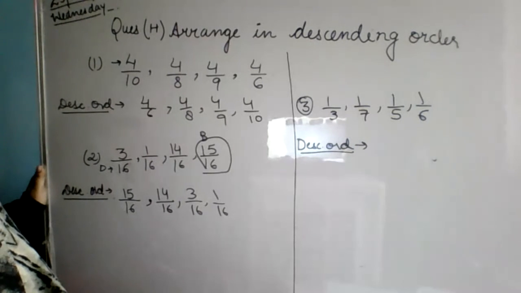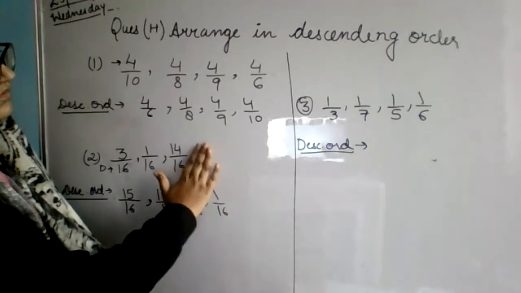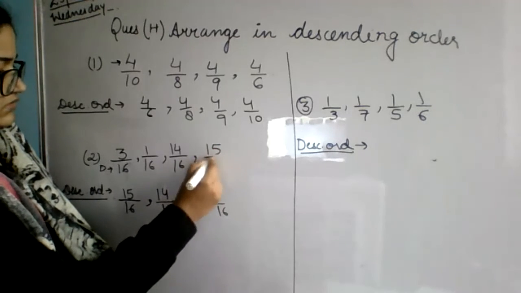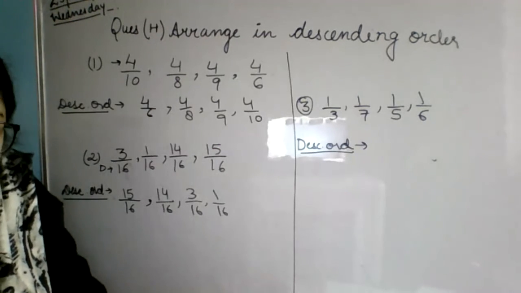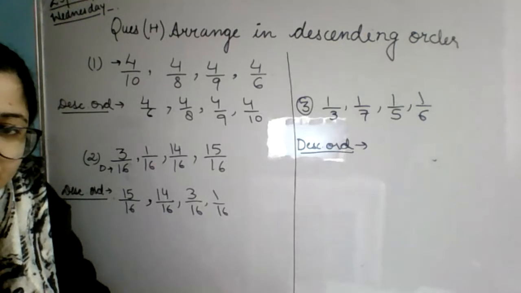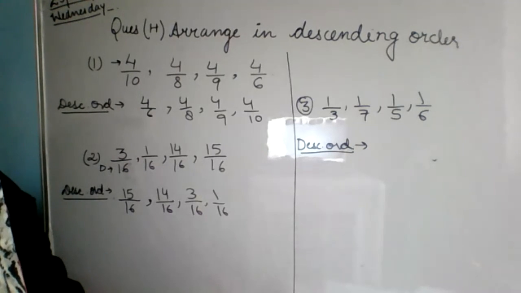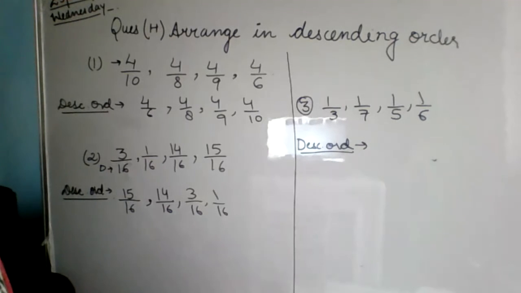Ma'am, do the last one now. Third one, after 1 upon 7 have you written anything else? Where, beta? Ma'am, in third question, second one, 1 upon 7 only. 1 upon 3, 1 upon 7, 1 upon 5, 1 upon 6. Ma'am, done.